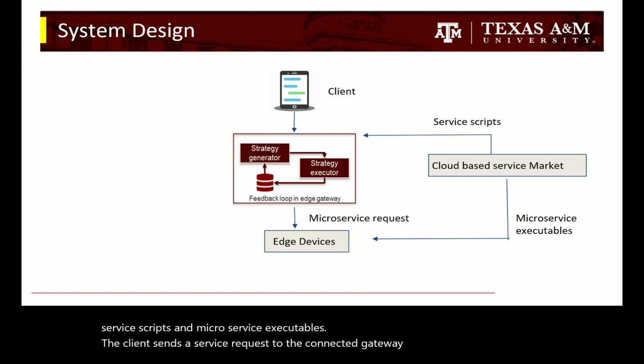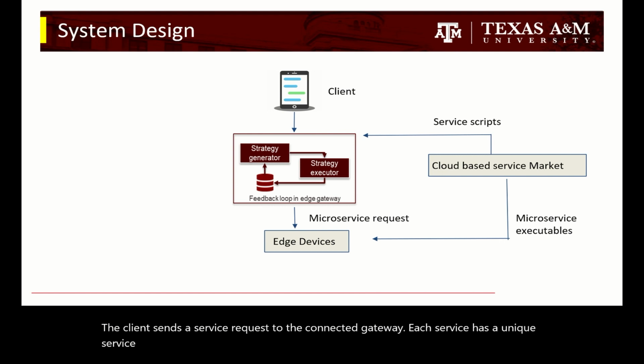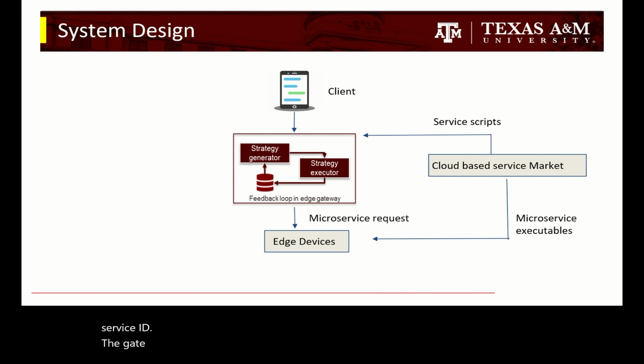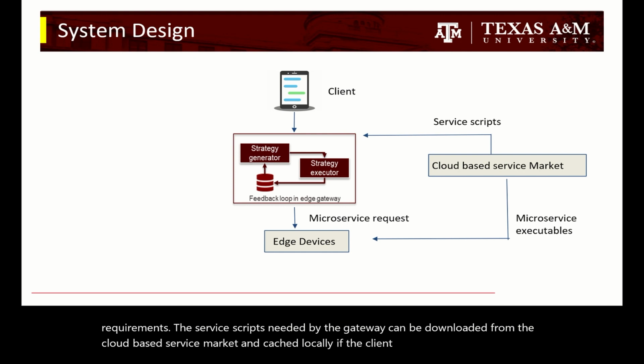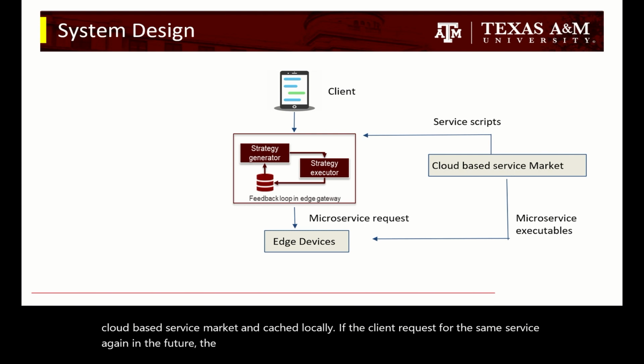Each service has a unique service ID. The gateway follows the service script describing the data flow and the QoS requirements. The service scripts needed by the gateway can be downloaded from the cloud-based service market and cached locally. If the client requests for the same service again in the future, the gateway can process the request locally without contacting the cloud.